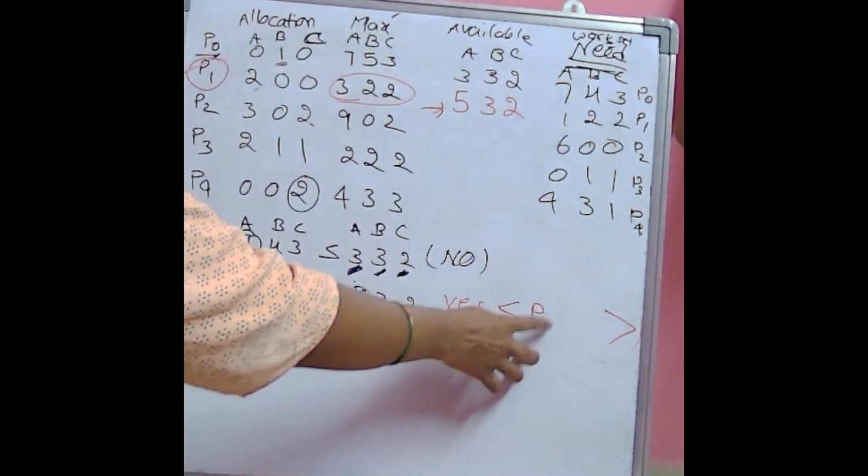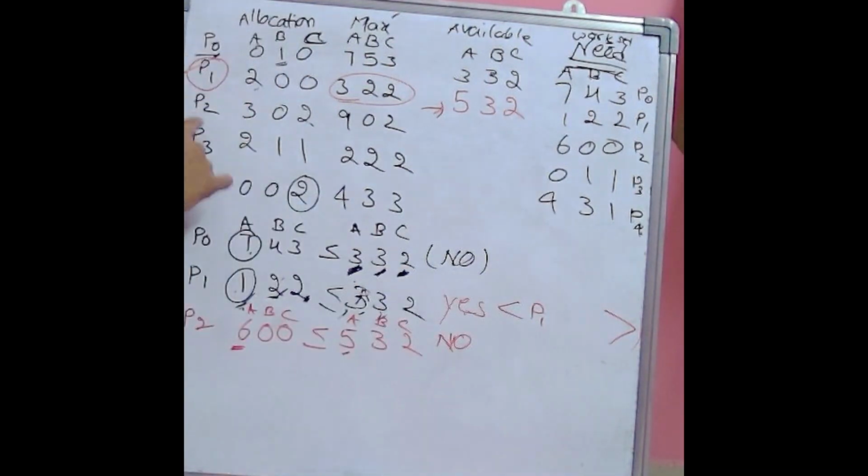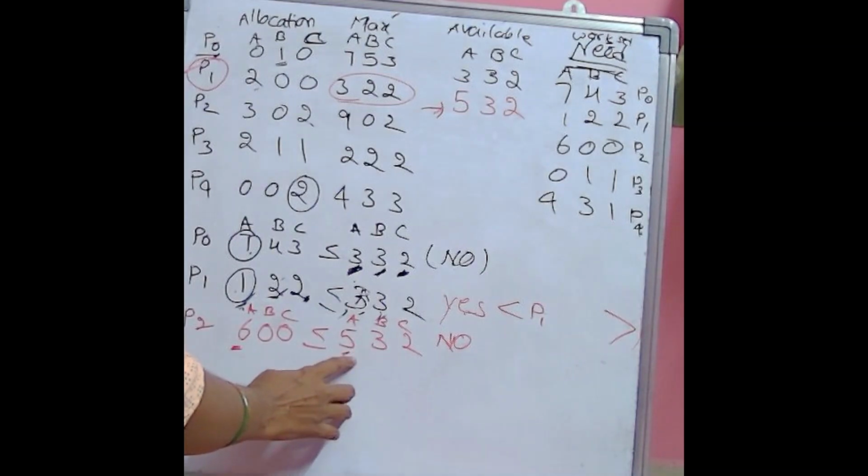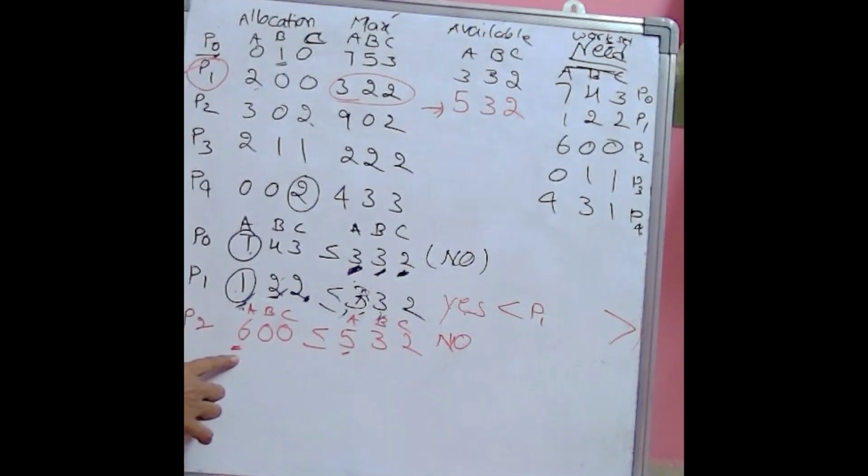In the safe sequence, P1 is completed. Now with the system P0, P2, P3, P4 are there. We are checking with P2. P2 requires 6 of A type resource, but we are having only 5 with the system. That's why it is not satisfying the request. It will stop and check the next one, P3.